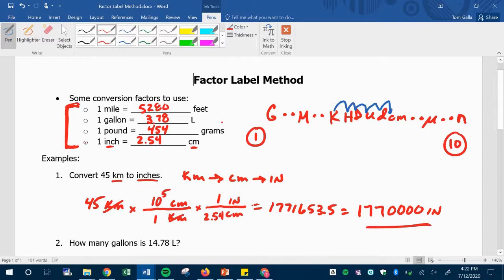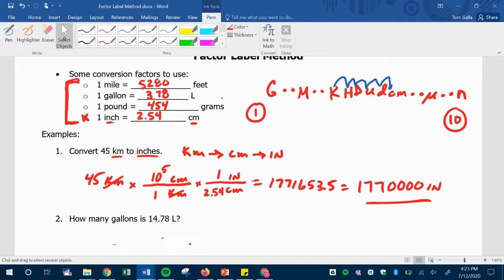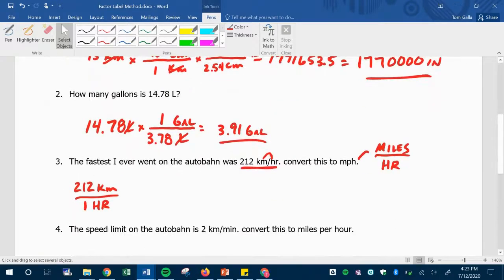And this is important because this is what I call a system switch. We're switching from the metric system to the American system, or the imperial system. Since we're making this switch, we need to use that conversion factor. If we have to use the conversion factor of inches to centimeters, that means we need to convert kilometers to centimeters first.